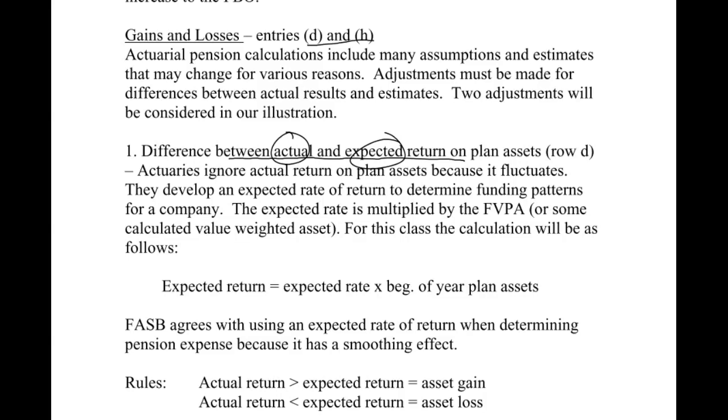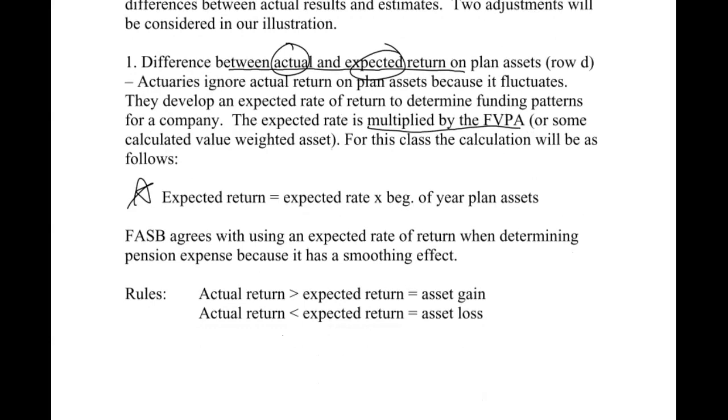The expected rate, which is given up there in the given information, is going to be multiplied by the plan assets. It says or some calculated weighted asset, but we'll just use the plan assets for the beginning of the year. So here's our calculation: the expected return is the expected rate, which is given, times the beginning of the year plan assets, which will be given as well. Pretty easy calculation there. FASB agrees with using the expected rate of return when determining pension expense because it has a smoothing effect.